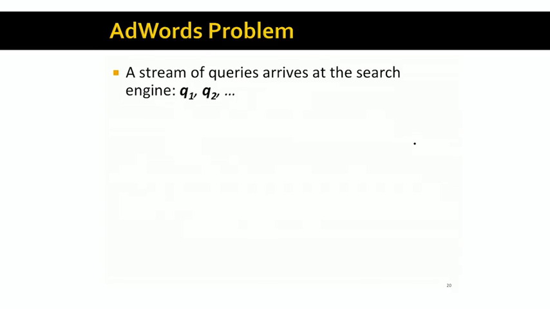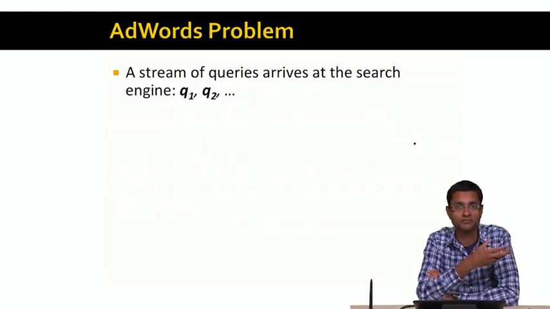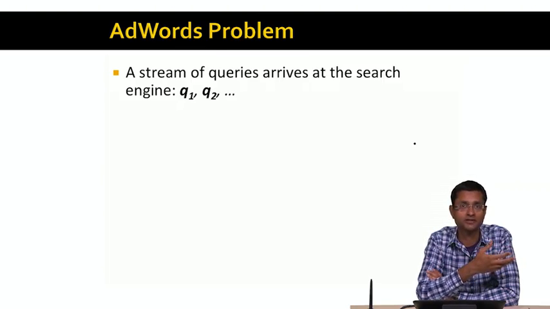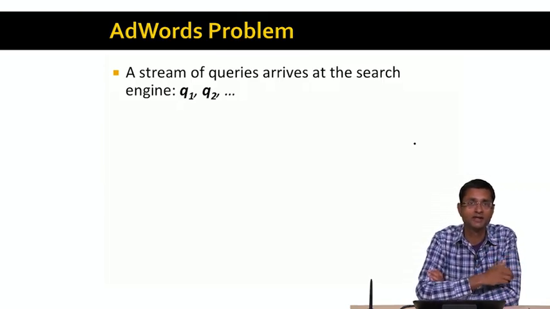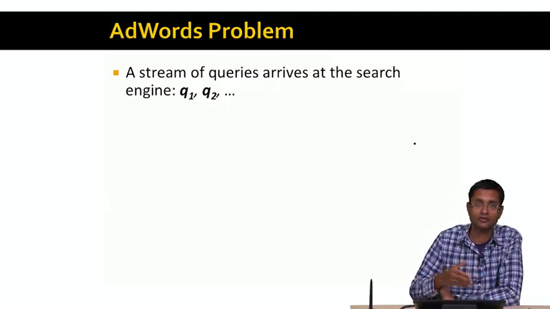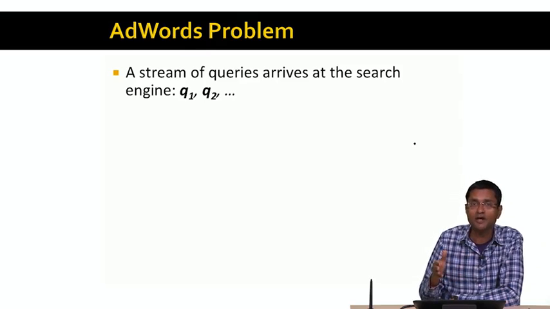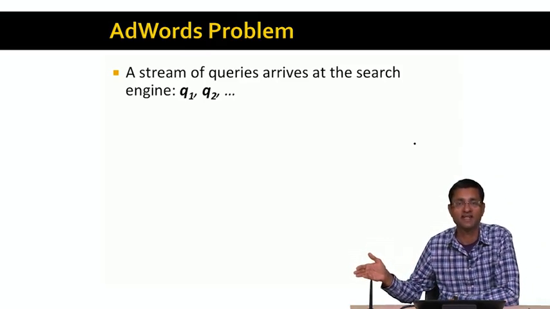So we formalize the problem from the search engine's point of view. We call it the AdWords problem because it was originally formulated in the context of Google's AdWords. And in the AdWords problem, a stream of queries arrives at a search engine. And let's say that's Q1, Q2, Q3, and so on. And in general, a search engine knows the queries that it has seen so far, but it cannot predict the queries it's going to see next.